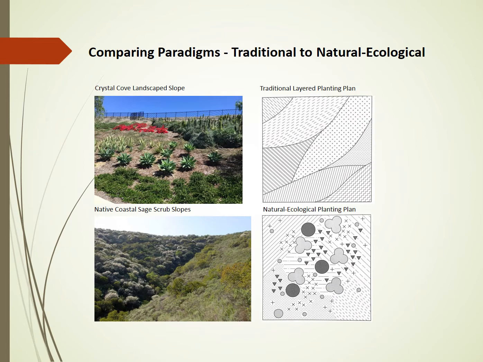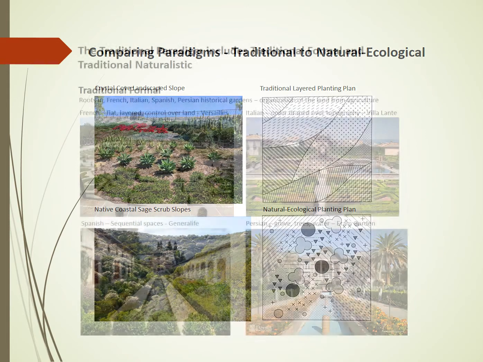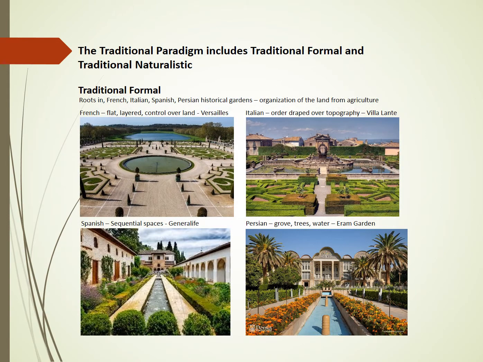The traditional paradigm is by definition rooted in traditional historic garden design. Here is a brief history reminder, represented in famous French, Italian, Spanish, and Persian historic gardens. They illustrate the visual control of the land, taming and domestication of plants, the sequencing of spaces, and the importance of water, views, and other focal elements.